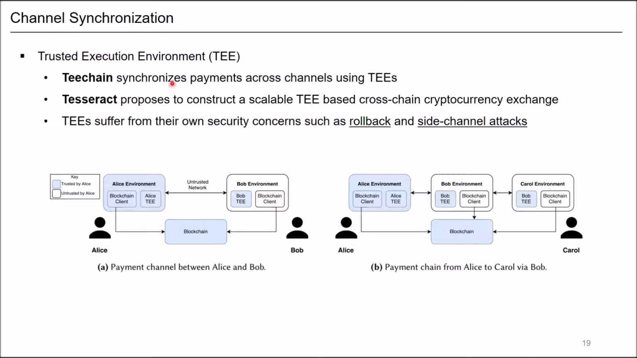An alternative layer 2 technique is to leverage a trusted execution environment (TEE), such as Intel SGX. T-chain synchronizes payments across channels using TEEs. Also, Tesseract proposes to construct a scalable TEE-based cross-chain cryptocurrency exchange. Trusting a TEE to provide integrity naturally overcomes many obstacles of non-TEE protocols.